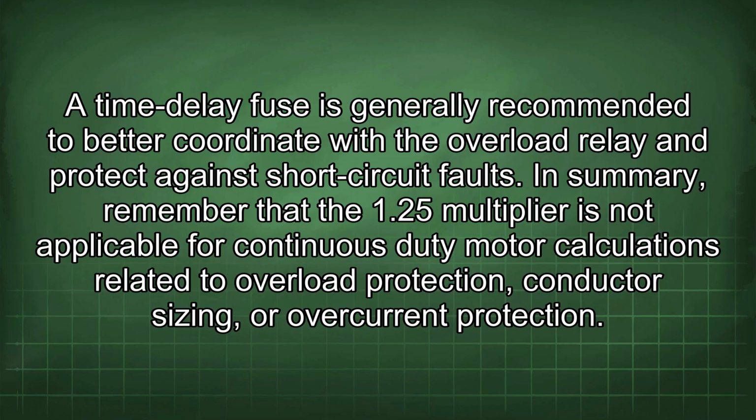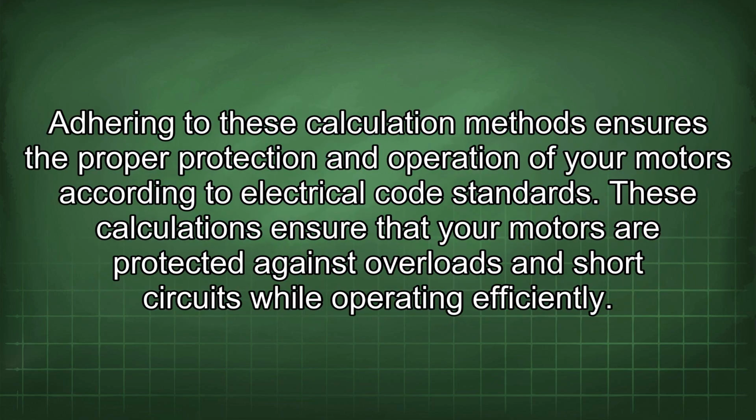In summary, remember that the 1.25 multiplier is not applicable for continuous duty motor calculations related to overload protection, conductor sizing, or overcurrent protection. Adhering to these calculation methods ensures the proper protection and operation of your motors according to electrical code standards. These calculations ensure that your motors are protected against overloads and short circuits while operating efficiently.